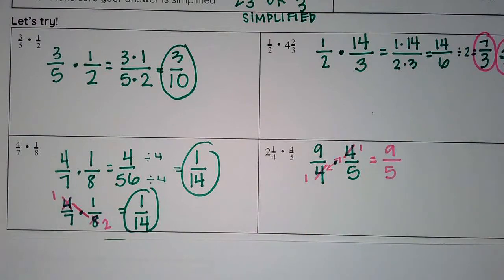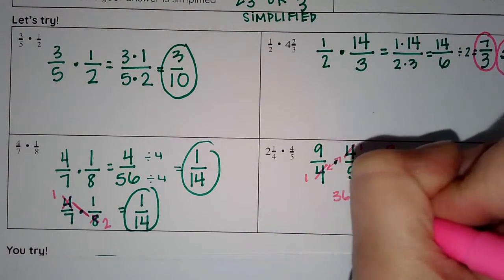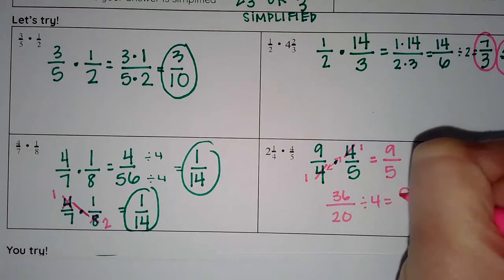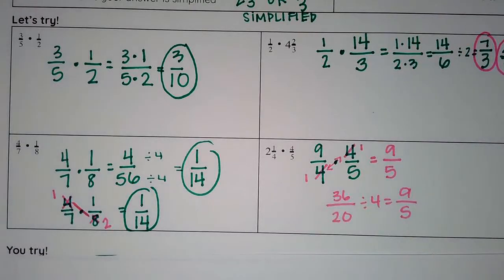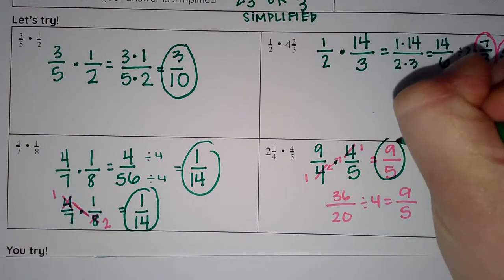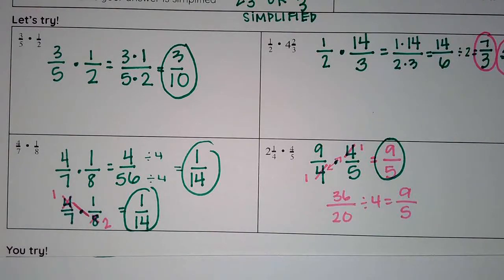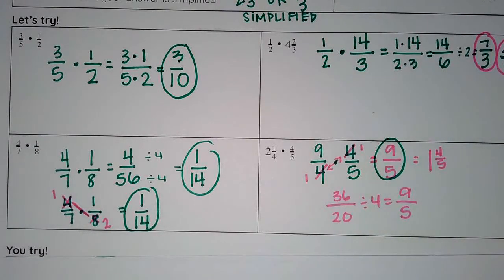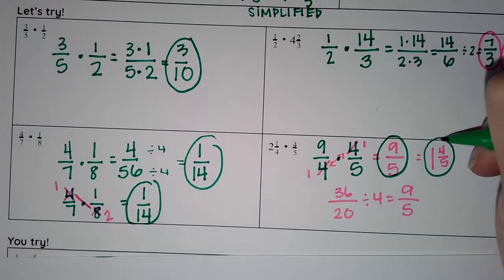Now, if I wanted to simplify at the end, 9 times 4 is 36. And 4 times 5 is 20. I definitely could, and I would get the same answer. Remember that this is an acceptable answer because it is in lowest terms. But if I would prefer to write that as a mixed number, that is acceptable as well.